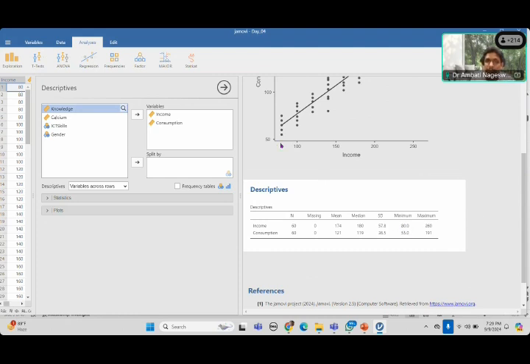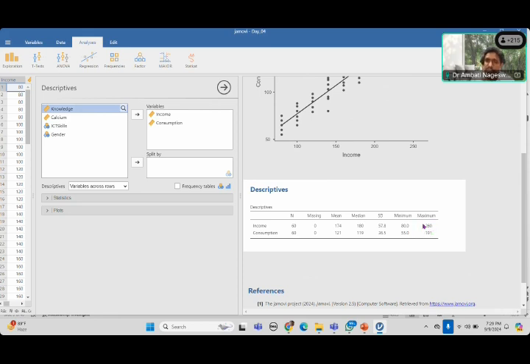There are people whose minimum income is 80 and maximum income is 260 rupees. Similarly, for consumption level, we have a minimum consumption. Though the person is getting 80 rupees for a day, there are people who are spending 55 rupees. There are people at the maximum level who are spending 191.